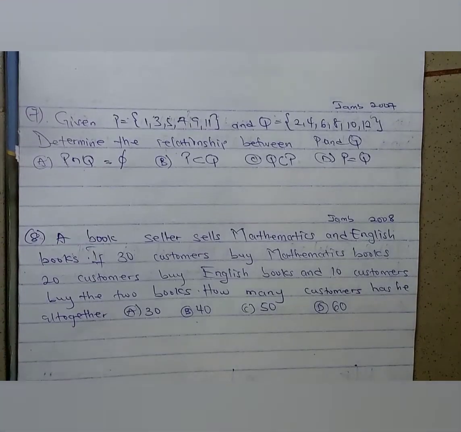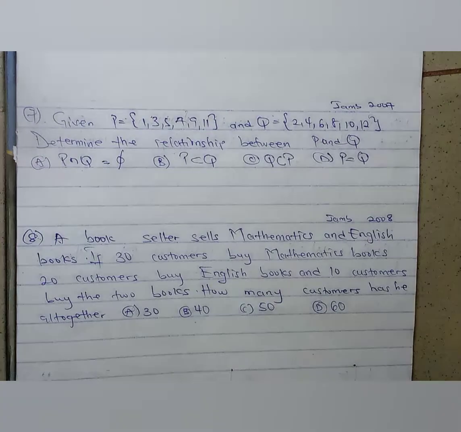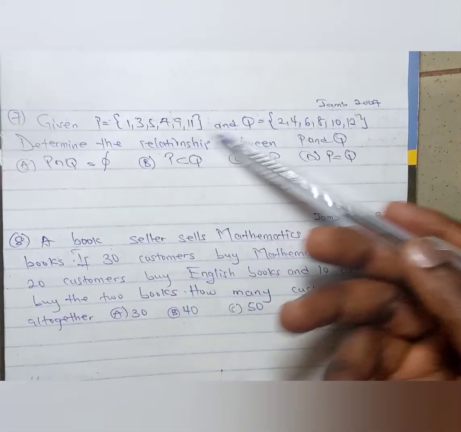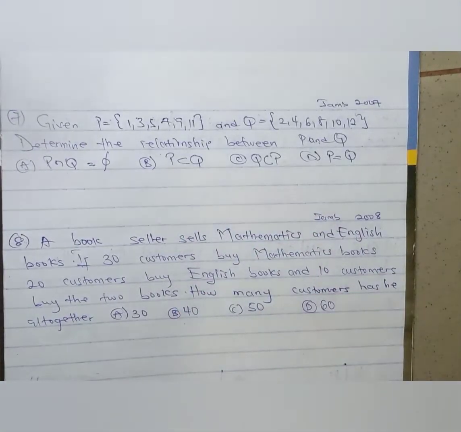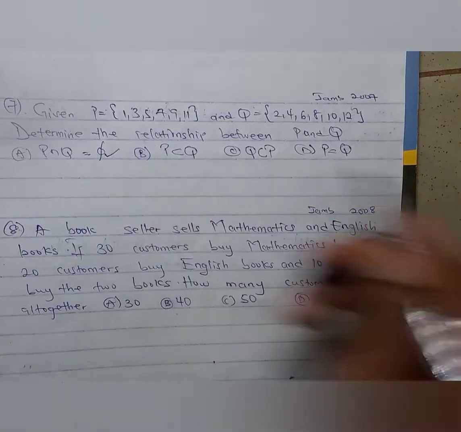Now question 7. Given that set P is 1, 3, 5, 7, 9 and set Q is 2, 4, 6, 8, 10, 12. Determine the relationship between P and Q. For us to determine the relationship, we are going to use the options. So P intersection Q is equal to the null set. Yes, of course. Is there any similarity between P and Q? No. These are all sets of odd numbers, these are all sets of even numbers. So there's no intersection between even numbers and odd numbers. So this is very correct.